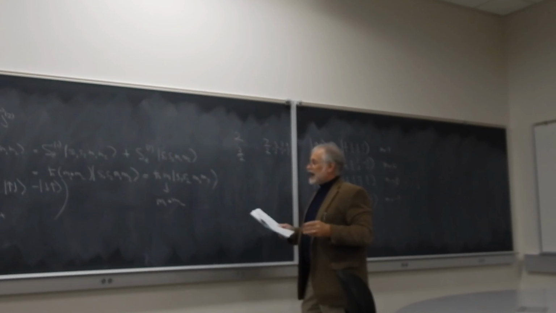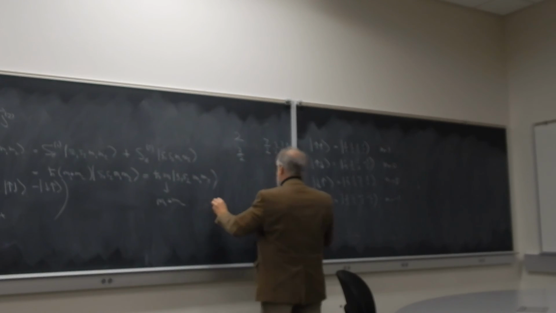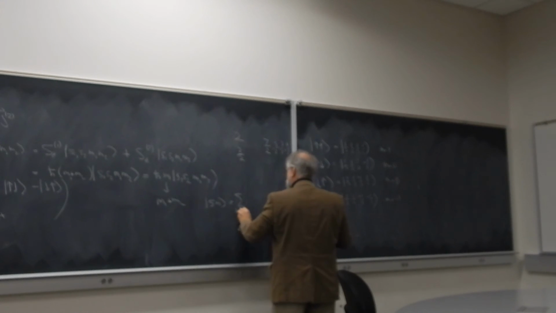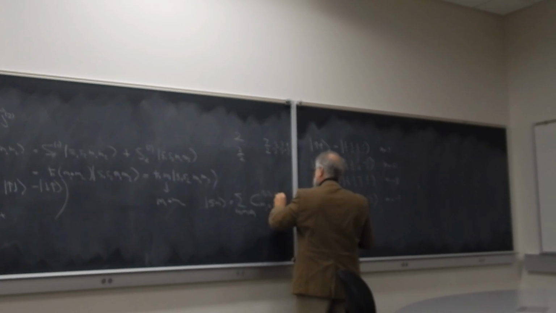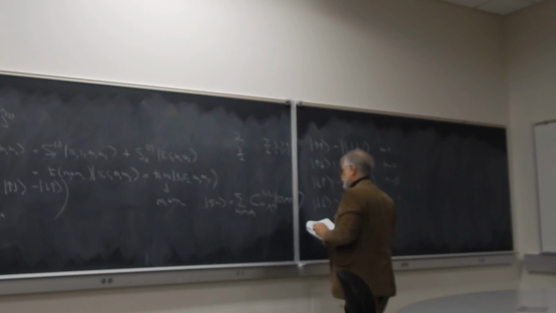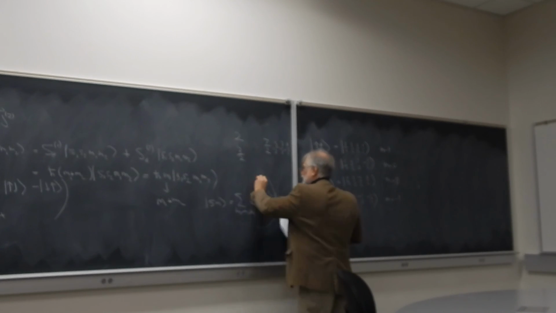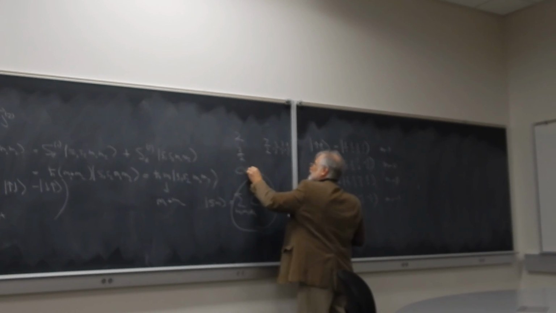On the other hand, to make a more general statement about this, we can write a combined state as a sum over m's, m1 plus m2 equal to m, of C sub m1, m2, and m, s1, s2, applied to S1, S2, M1, M2, where C is what we call a Clebsch-Gordan coefficient.